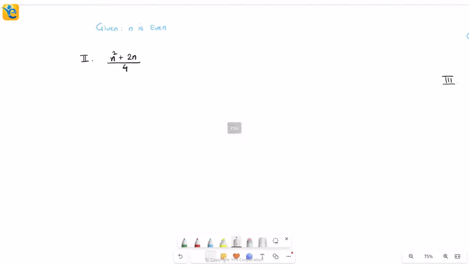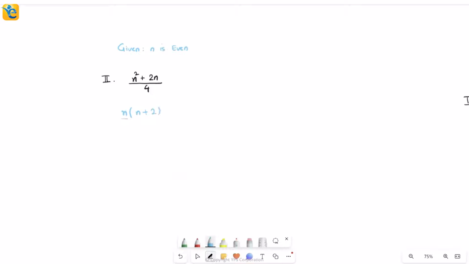So I see n squared plus 2n over 4. First thing I can see here is that I can simplify my expression by taking n common this way. Now I know n is even, and if I add 2 to an even number, this result is also even. So essentially here what I have is even times even, which means my numerator is even for sure. Now I just have to see whether this numerator will be divisible by 4.